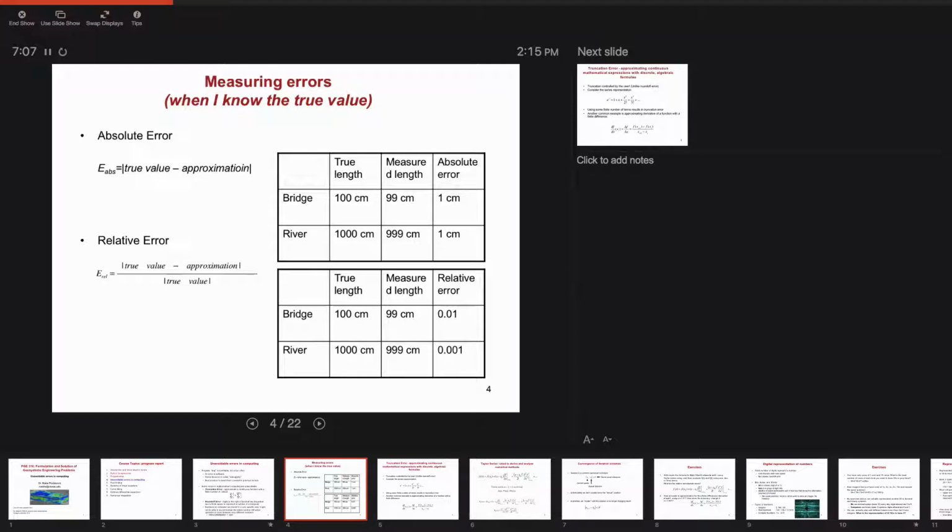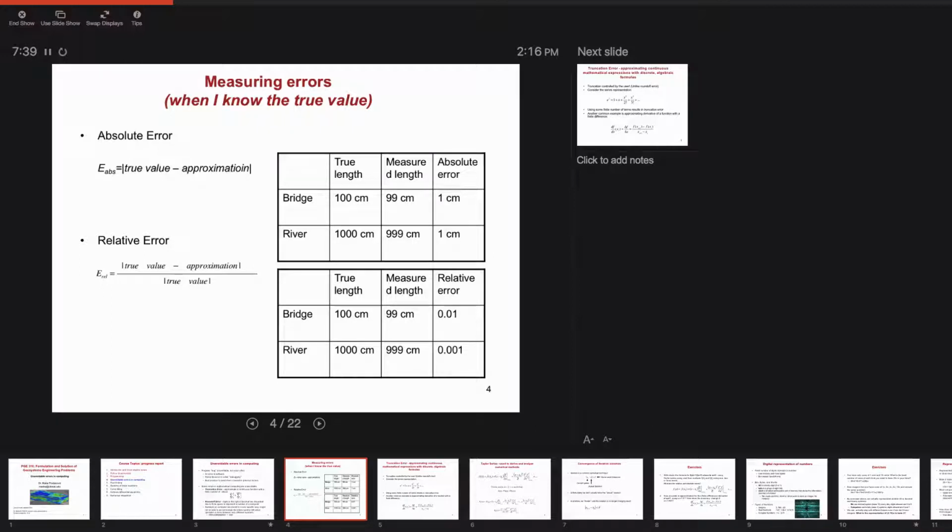So absolute error in both cases is the same. However, in the first case, I made a 1 centimeter error relative to 100. And in the second case, I made a 1 centimeter error relative to 1,000. So in terms of the percentage of what I was actually measuring, I made less of what we refer to as a relative error in the second case. Okay? So in the first case, my relative error is 1%. In the second case, it's 0.1%, or a fraction of 0.001.